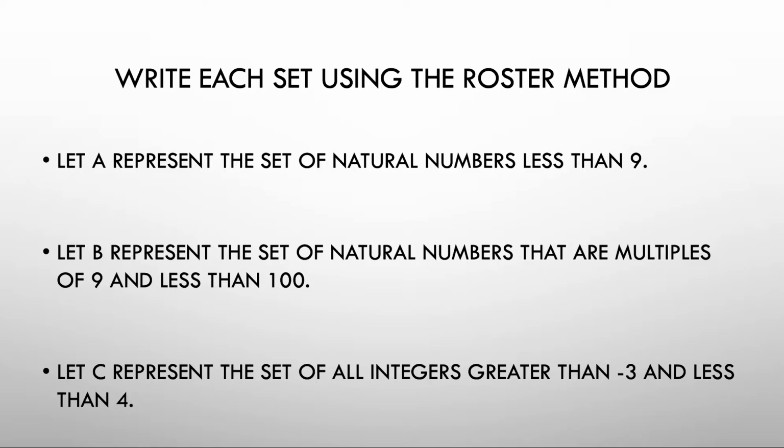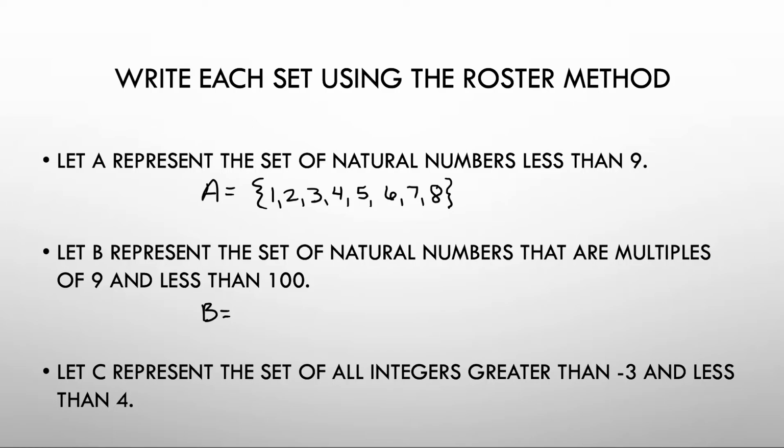All right, so let's begin with an example where we want to write our set using the roster method. Remember that a roster is the list of all the elements in the set. So our first problem says A represents the set of natural numbers less than 9. To write this in roster method, I just want to list those natural numbers out. Remember, your natural numbers are your counting numbers, and we want to go less than 9. So we'll go 1, 2, 3, 4, 5, 6, 7, and 8. Again, roster method is just listing out your elements.